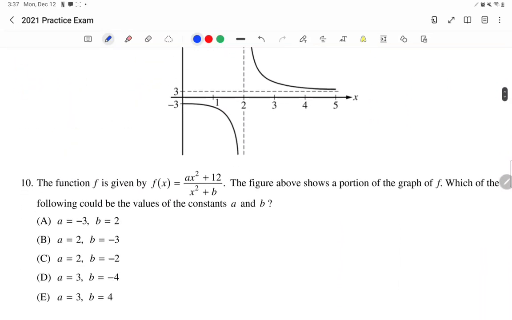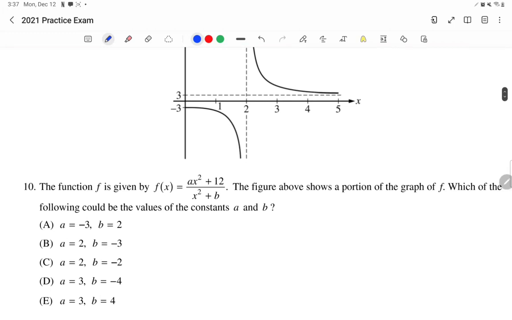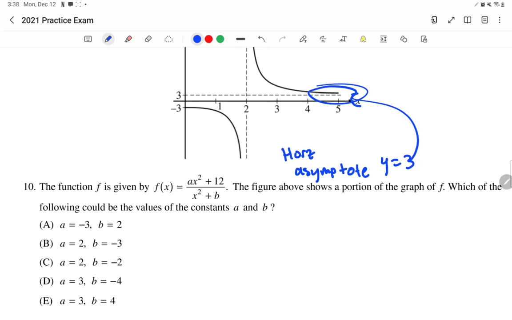All right, so next up we're given a graph, and they tell us that the function is given by ax squared plus 12 over x squared plus b, and which of these could be values for a and b. So this has a horizontal asymptote and a vertical asymptote, and so we need to use that information to help us out. In order to figure out a, we can see this graph has a horizontal asymptote at y equals 3. Right, that's this one.